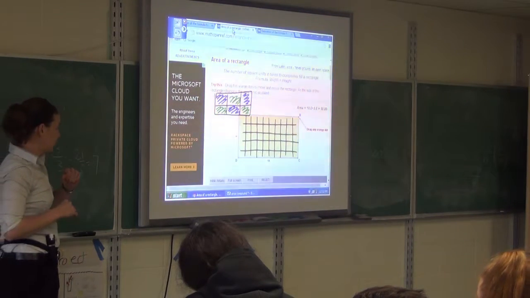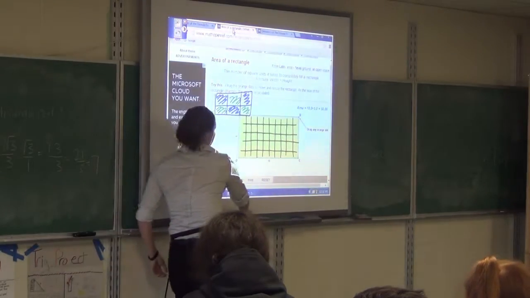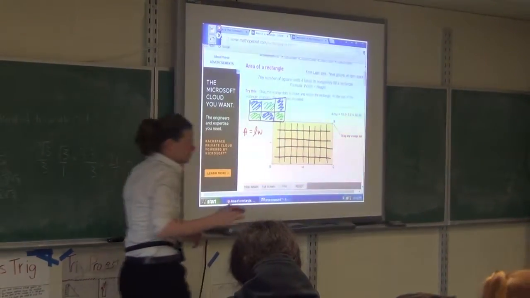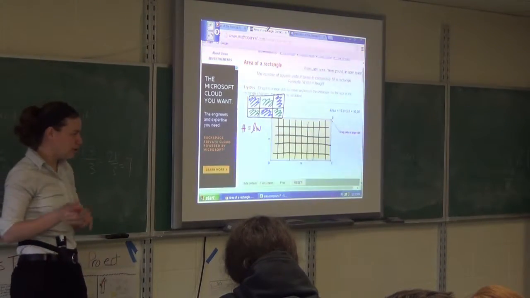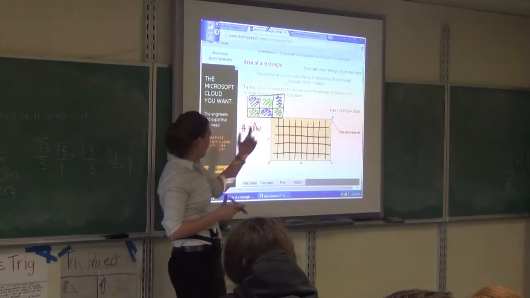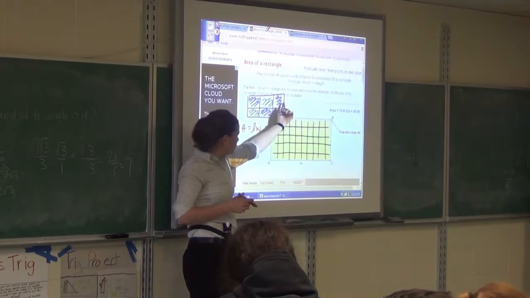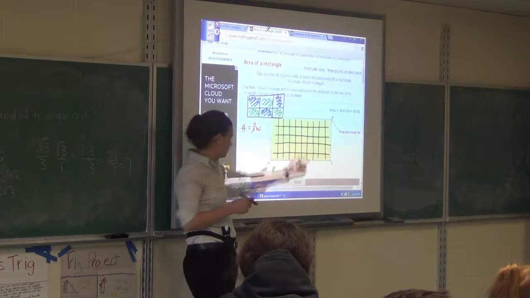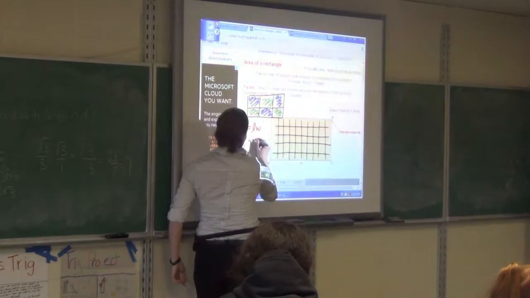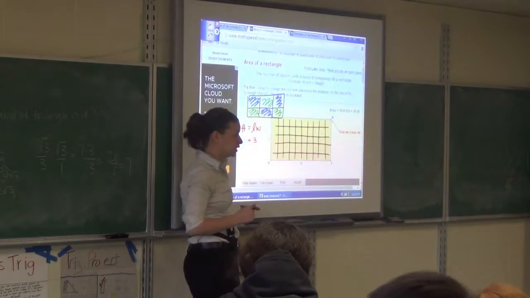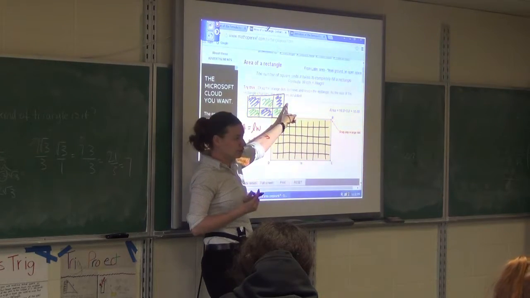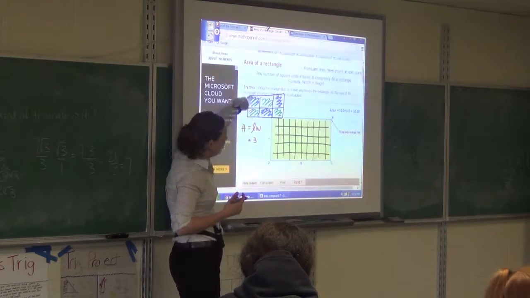So, this is a rectangle, and we know that the formula is length times width. I'm giving that to you. I'm not taking it away from you. You already know it. I can add up all of these. How many is that? 3. My length is going to be 3, right? I'm adding up everything across the length. There's 3 of them. How many do I have on the width part?